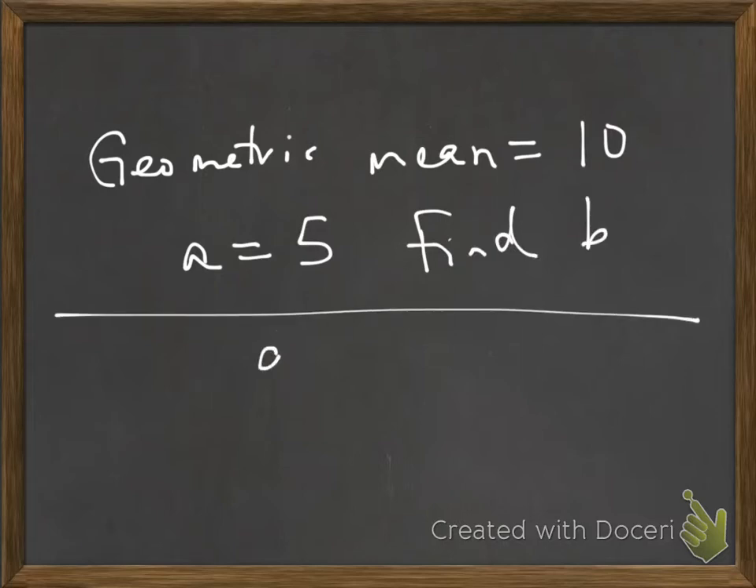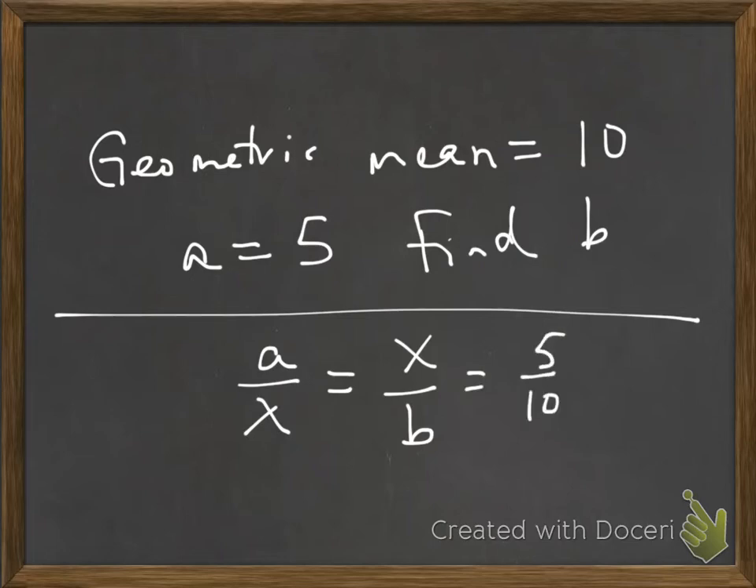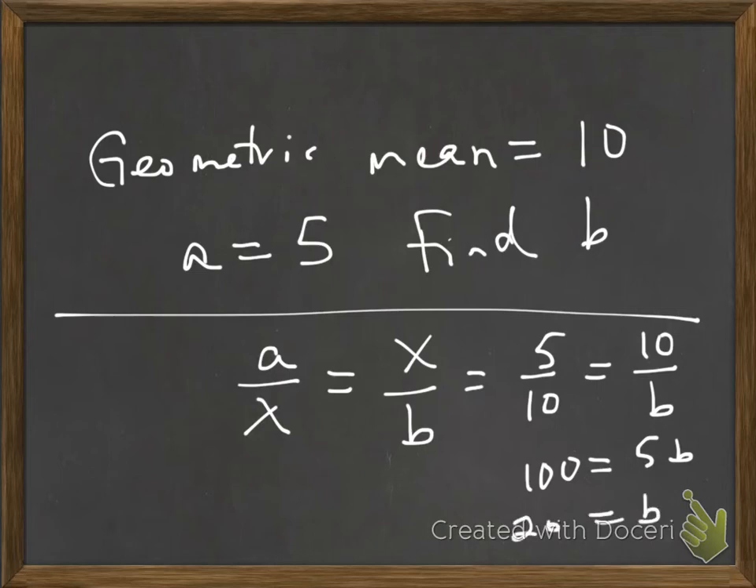Well, you simply do the a over x is equal to x over b, right? And just plug it in and do your algebra. So you have 5 over 10 is equal to 10 over b, and then you end up with 100 is equal to 5b. Divide both sides by 5, and you end up with b is equal to 20. Okay, so that's another type of problem. I just wanted to show you that real quick, just so you don't get freaked out if you don't see that later. And that's pretty much it.